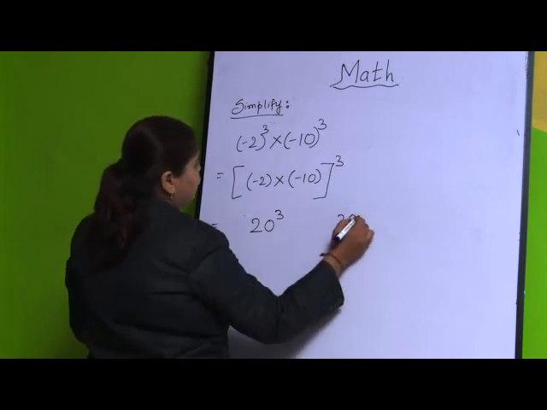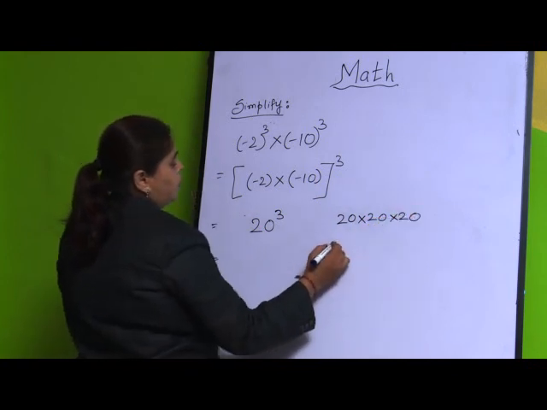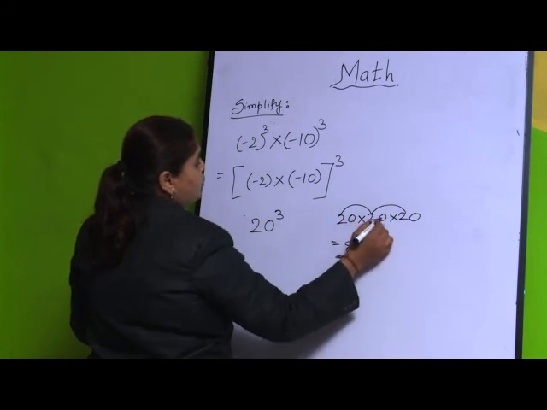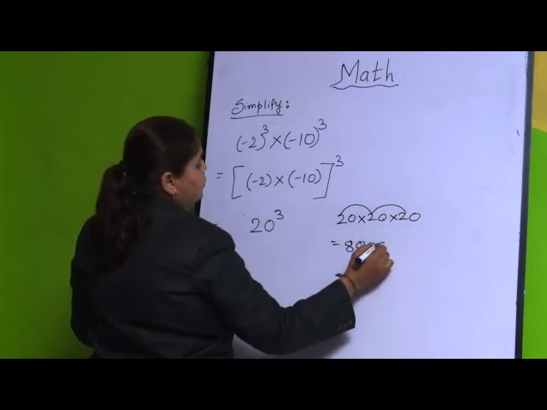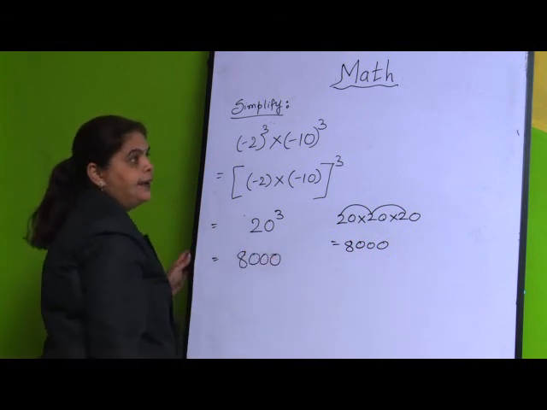We can write it in this form: 20 into 20 into 20, 3 times. What will be the answer? 2 2s are 4, 4 2s are 8, and then 1, 2 and 3 zeros, you know the magic of 0. So the answer is nothing but 8000.